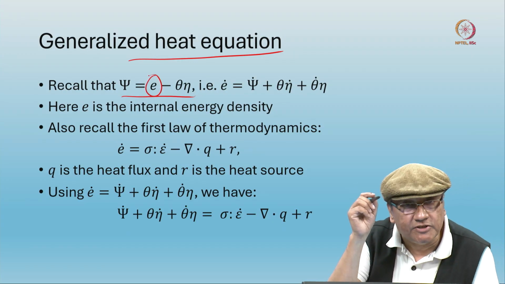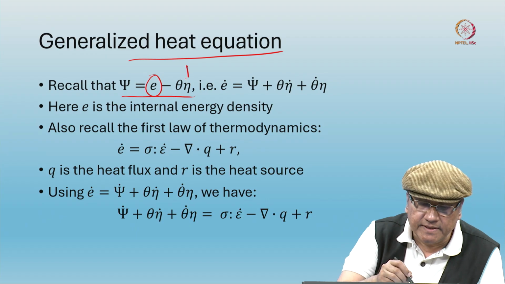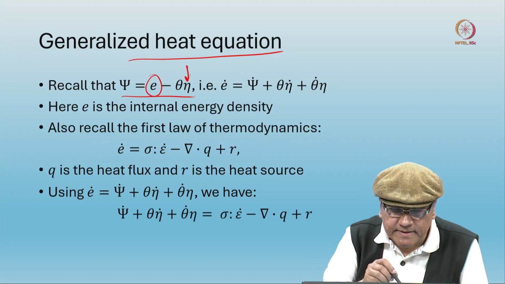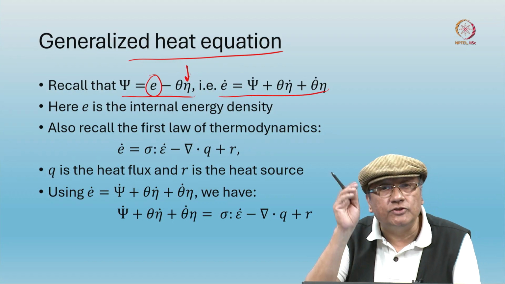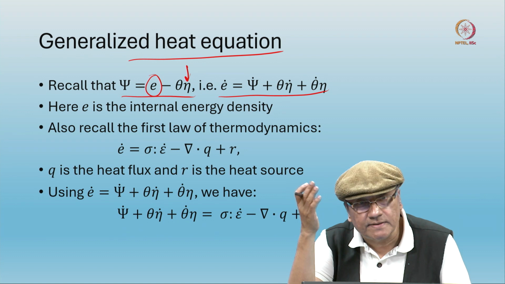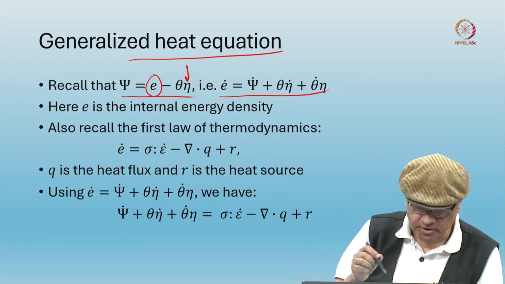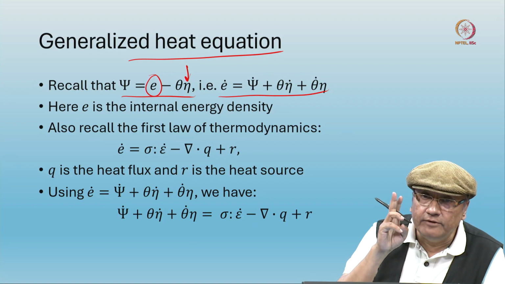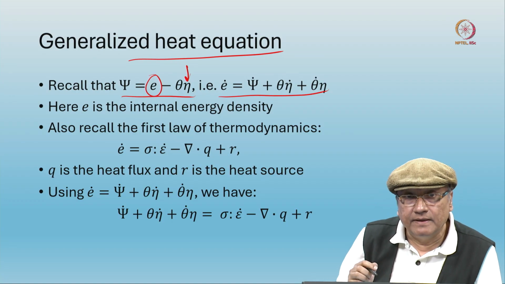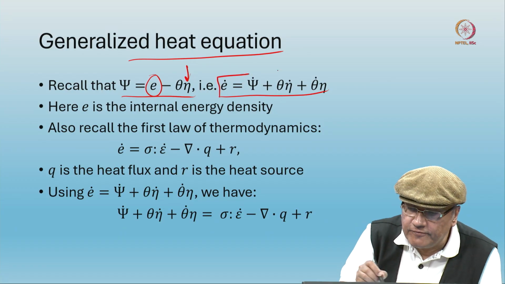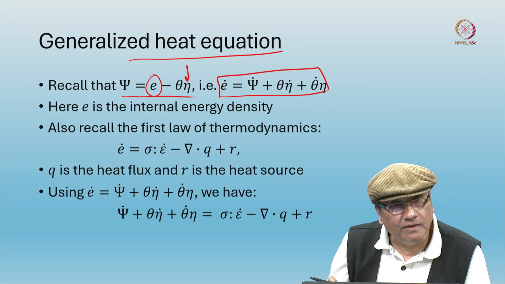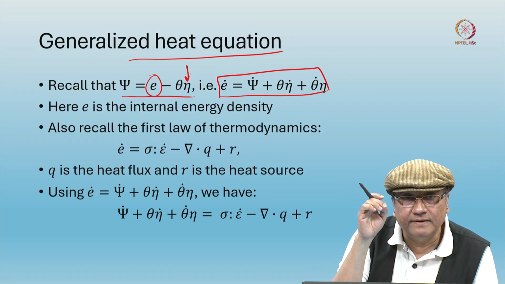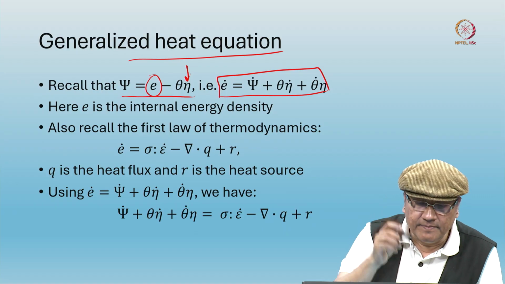This is the internal energy E, and theta is the temperature, eta is the entropy. Alright. So, if you differentiate this and rearrange, then you have E dot equals psi dot plus theta eta dot plus theta dot eta. Now let us invoke the first law of thermodynamics. We have one expression for E dot from here, which is basically from the definition of free energy, as E minus theta eta.